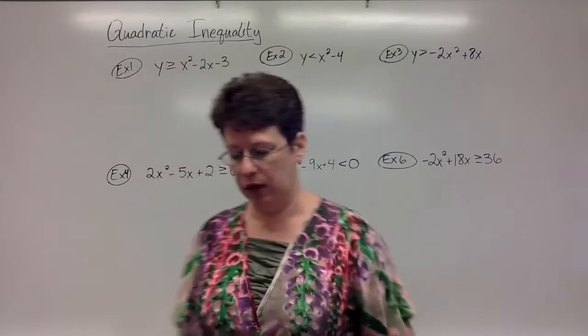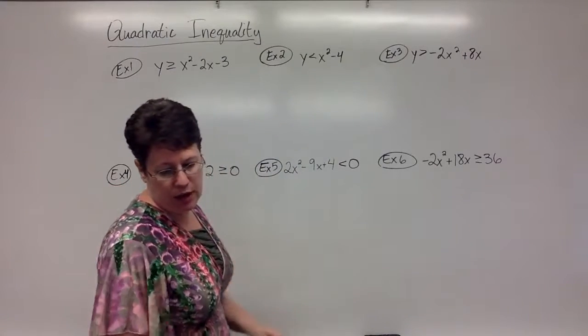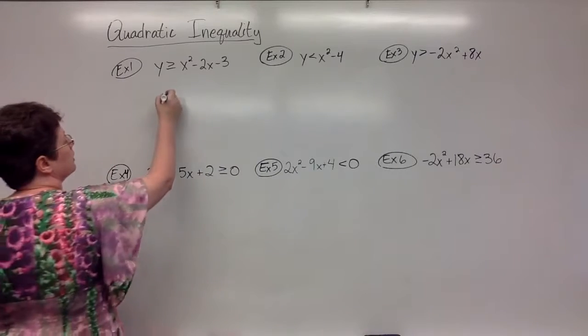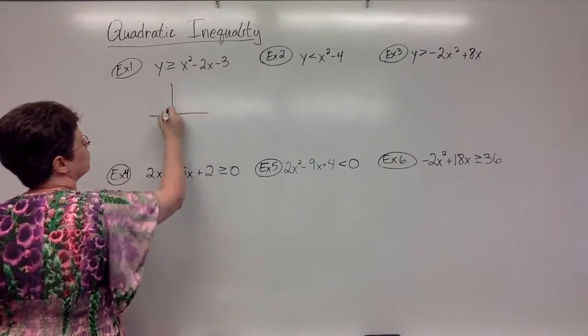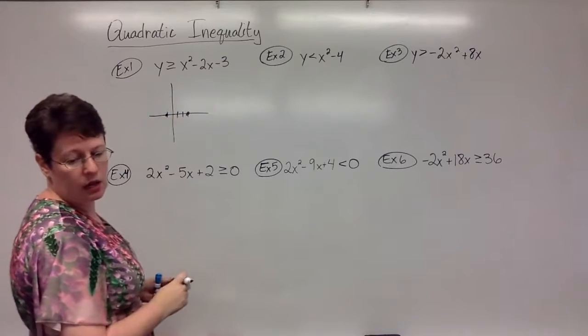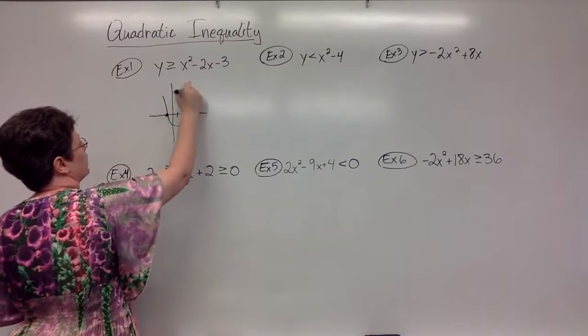Okay, so example 1, I have this beautiful quadratic and we could factor it or we can look on the table and we would find out that we have roots at -1 and +3. And I know my quadratic is going to face up. So I'm just going to draw my quadratic in.